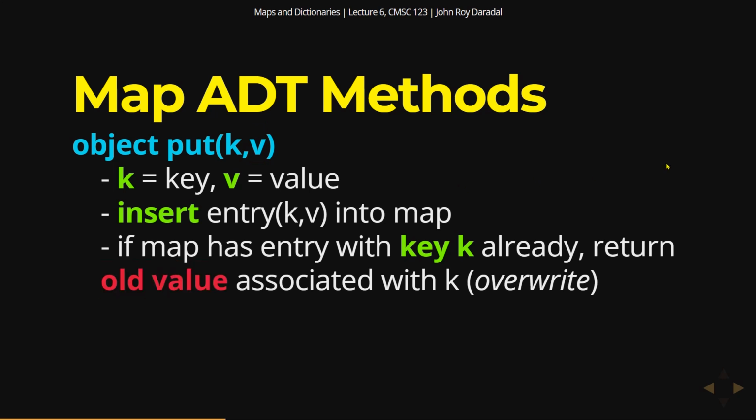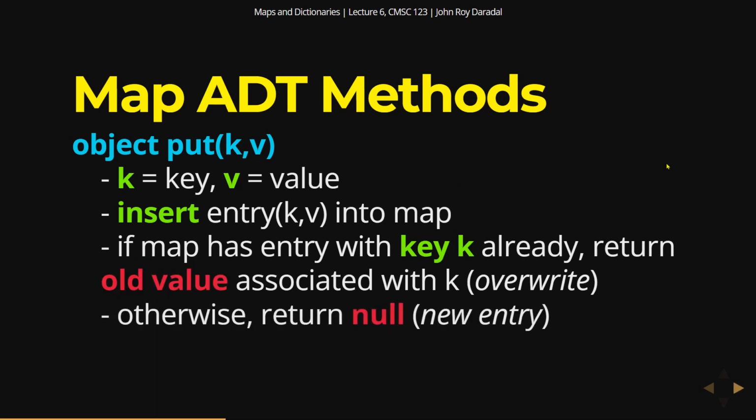Does that make sense? However, if it doesn't exist, so it's a new entry, then we don't return anything. So it returns null. Okay, since there is no old value to return. Okay, so that is the insert method, put.